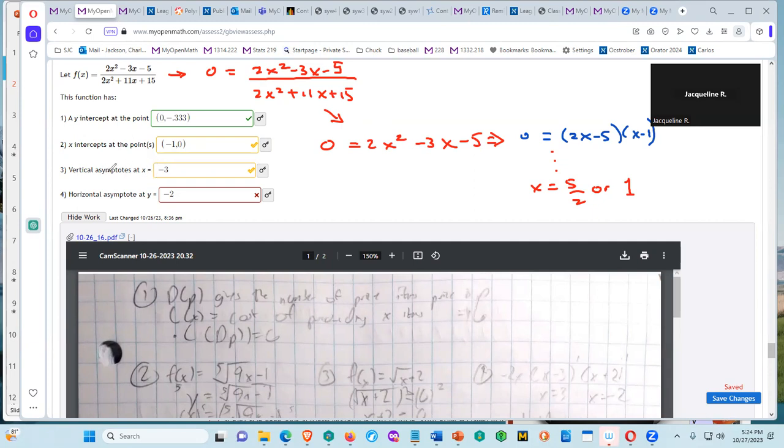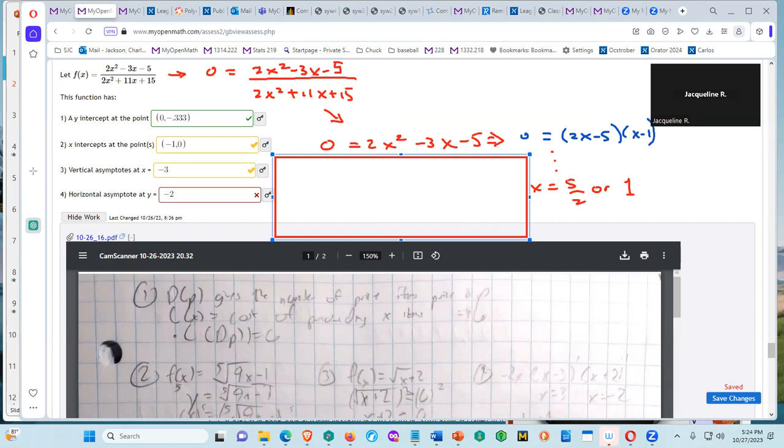Now, the vertical asymptotes come from zeros at the bottom, and it is important to factor top and bottom. You have to know whether it's possible to do any canceling. And doesn't that mean that there's a hole or something like that? Right. If you can do canceling, then there's going to be a hole.